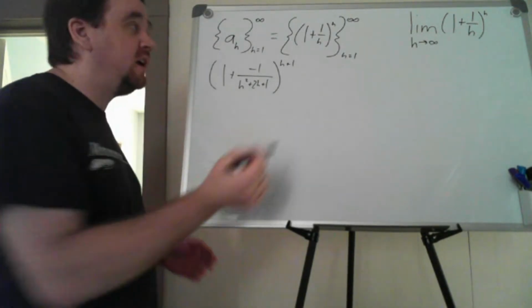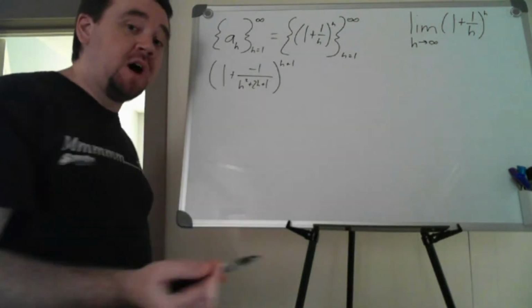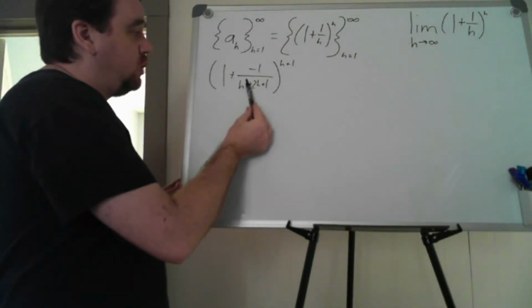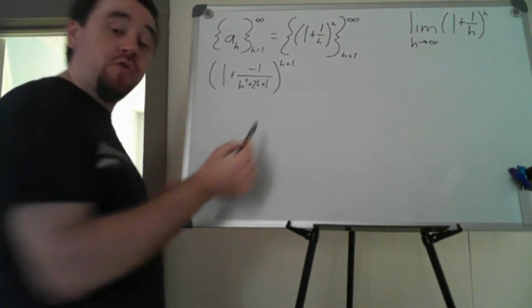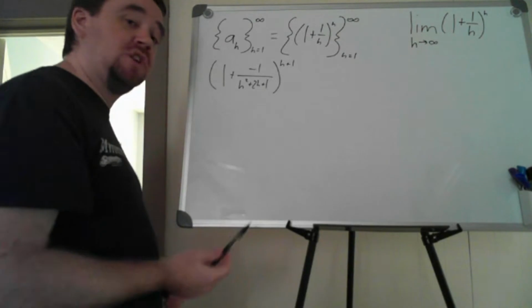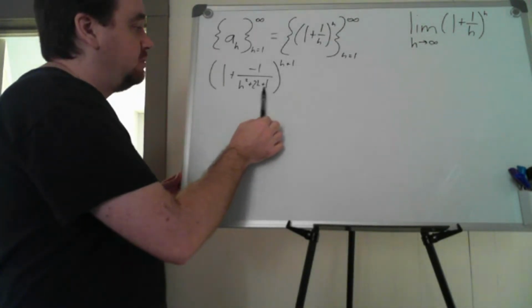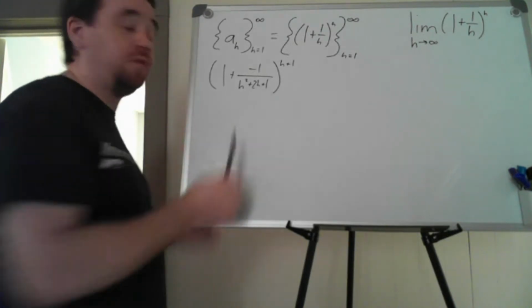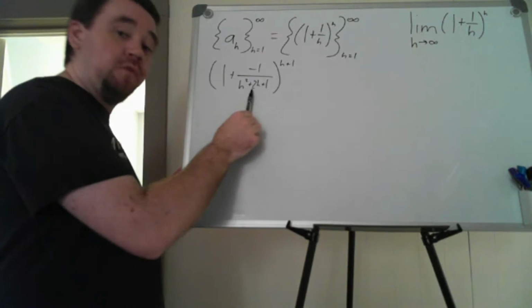Remember, h is between 1 and infinity. It's a natural number, so it's always positive. So I've got a positive squared plus 2 times a positive plus a positive. And the smallest it could be is when h equals 1. Well, 1 squared is 1, 2 times 1 is 2, plus 1, that's 1 plus 2 plus 1, that's 4. So the absolute smallest my denominator could be would be 4.